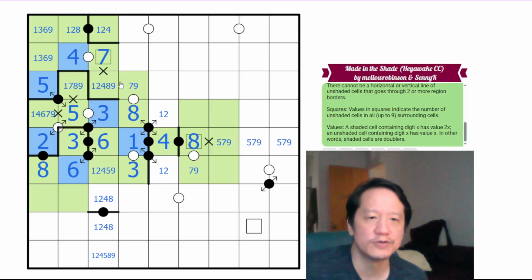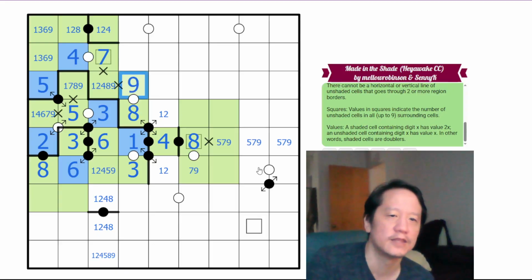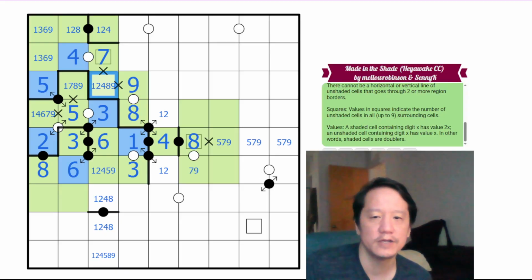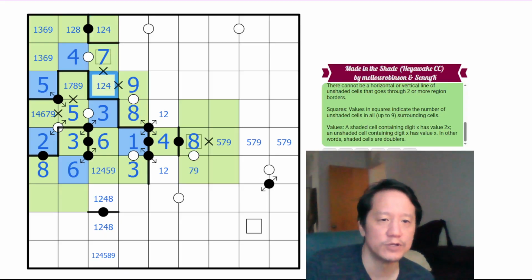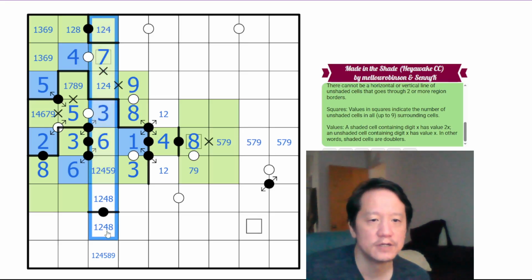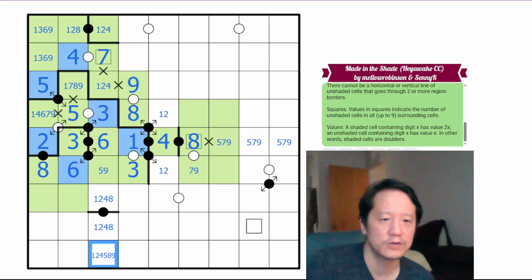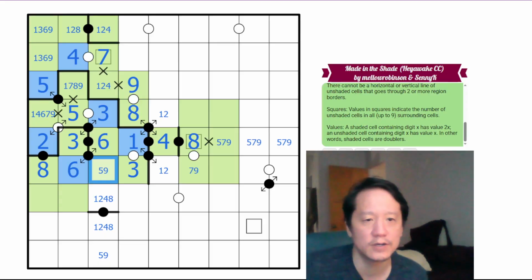This cannot be a boundary for the same reason, because that would be unshaded cells going through 2 regions. So this must be boundary here. So this is part of the same region as this. This has to be 9 then. There's no 8 or 9 here, which means we have a 1, 2, 4, 8 quadruplet in column 3. So no 1, 2, 4 here, no 1, 2, 4, 5, no 4, 8 here. So this is 5, 9 as a pair.